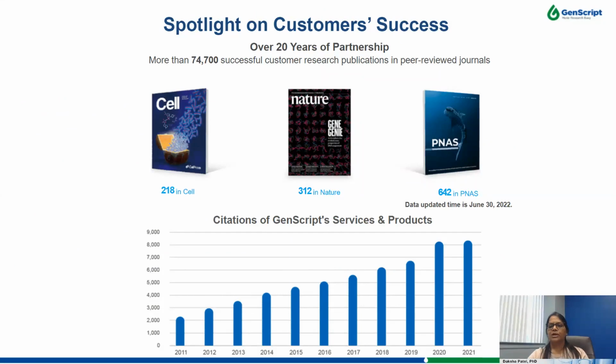So GenScript Biotech provides premium, convenient, and reliable service and products used by a number of researchers and scientists worldwide, and more than 74,000 peer-reviewed journal articles have cited GenScript Biotech services and products.